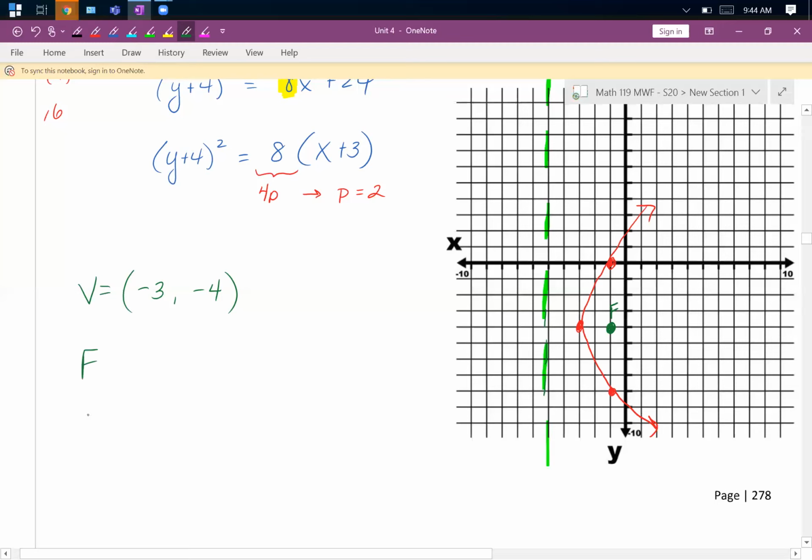We just need to label our focus and our directrix. Our focus is the ordered pair, what do we got there? -1, -4. And our directrix is a vertical line, so that's going to be x equals -5.